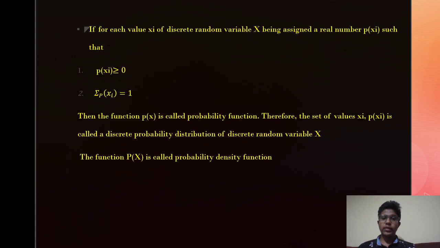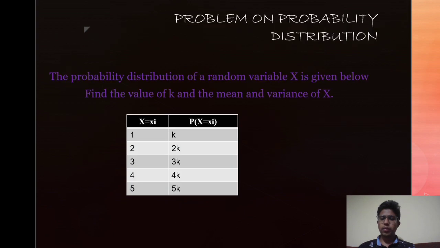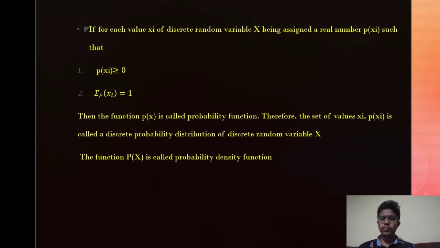If for each value xi of a discrete random variable x is assigned a real number P(xi) such that P(xi) is greater than or equal to 0 and summation of P(xi) is equal to 1, then the function P(x) is called the probability function. Therefore, the set of values xi, P(xi) is called a discrete probability distribution of discrete random variable x. The function P(x) is called the probability density function.